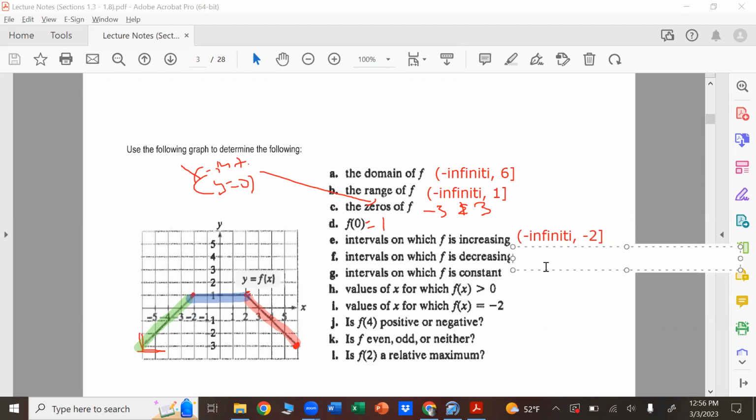Where is it dropping? To infinity. Oh, duh. Wait, no, it starts at 2. Oh, 6. You're right. Yes. Sorry, it goes to 6.